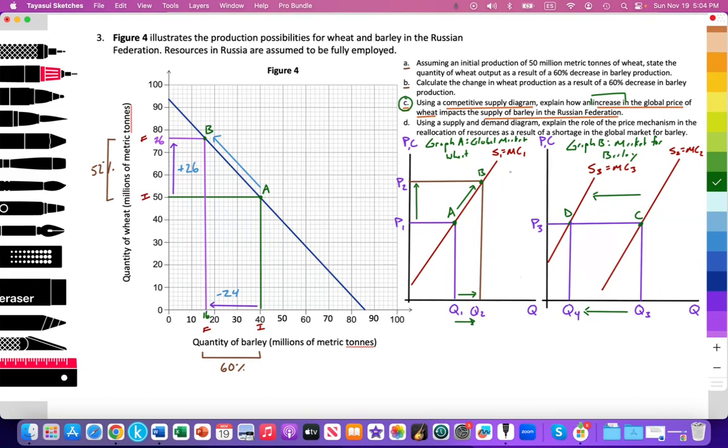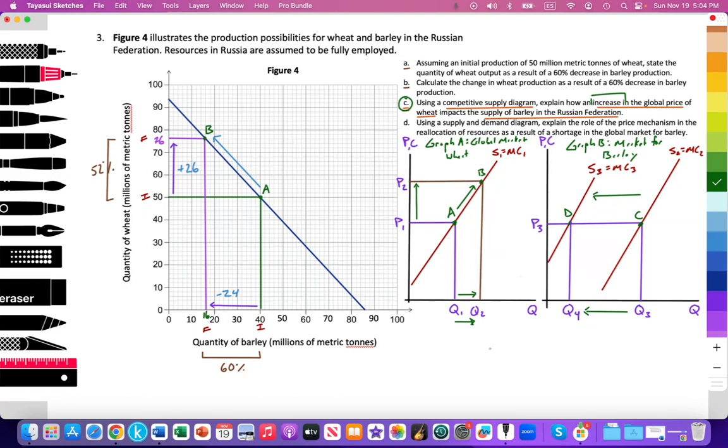In graph A, we have an initial price set at point A, price of P1 with the quantity supply at Q1. In graph B, we have an initial price set at P3 with a quantity supply of Q3 along the S2 curve. Due to an increase in the global price of wheat from P1 to P2, according to the law of supply, farmers are incentivized to increase their output while costs of production are held constant from point A to point B or from Q1 to Q2. Due to farmers allocating more land, labor, and capital resources towards wheat production, they will have less land, labor, and capital available for barley production. So that causes the supply curve to shift in from S2 to S3 while holding the barley price constant at P3. That reduces the quantity supply from Q3 to Q4 along the new supply curve of S3 at point D.